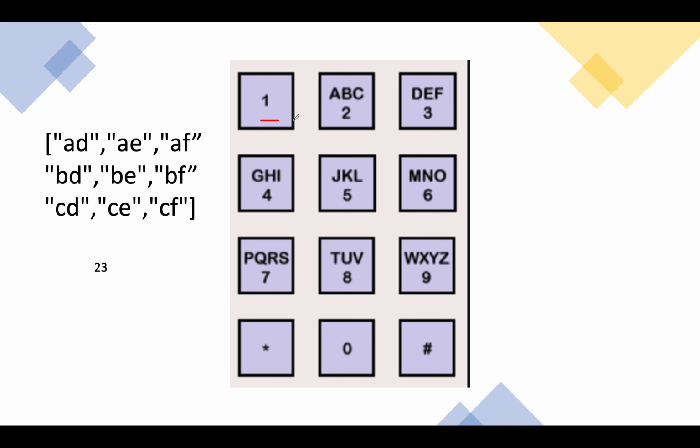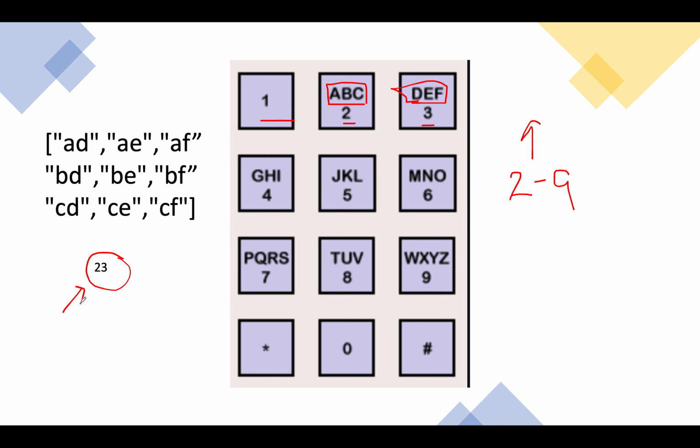you have 1 as empty, and at 2, the representation is ABC. At 3, it's DEF. At 4, it's GHI. At 5 is JKL, and at 6 is MNO, then PQRS, TUV, WXYZ. So the numbers from 2 till 9 have an alphabetical representation as well, which is mentioned above the number in the image. And we are given a number, an integer value, which in this case is 23.